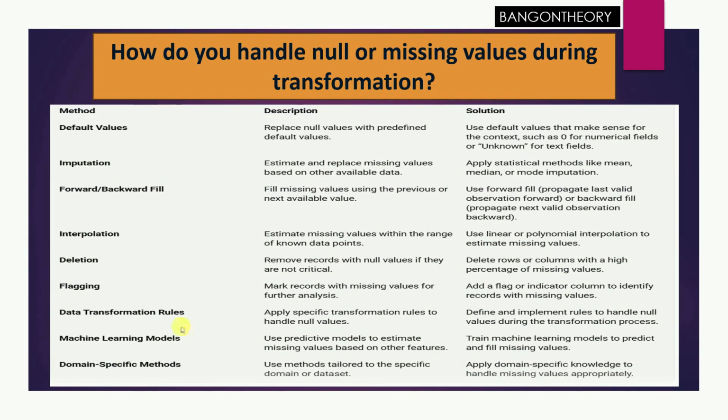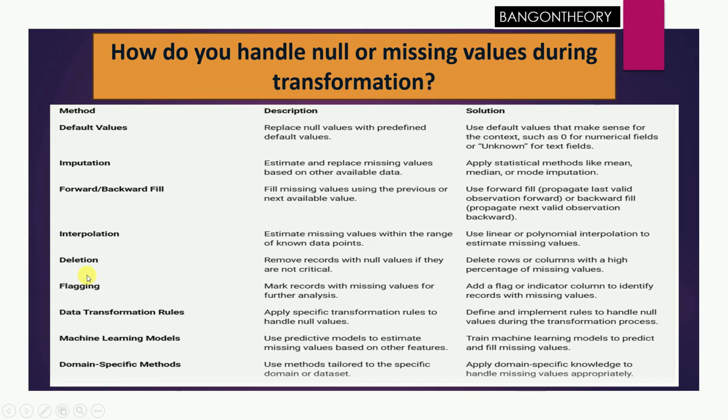So we can handle null or missing values during transformation with these methods. Default values: we can replace null values with predefined default values like 0 for numeric fields. Imputation: estimate and replace missing values based on available data, using forward fill, backward fill, interpolation. So these are different techniques.